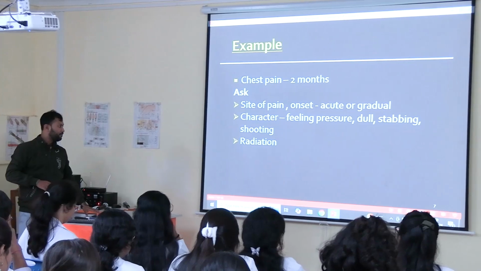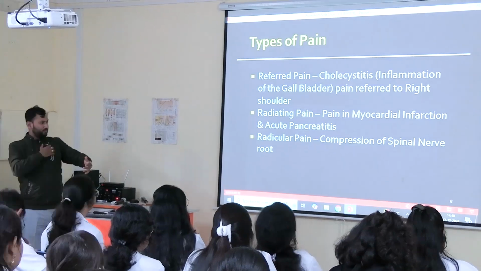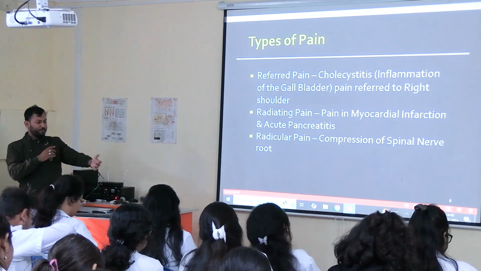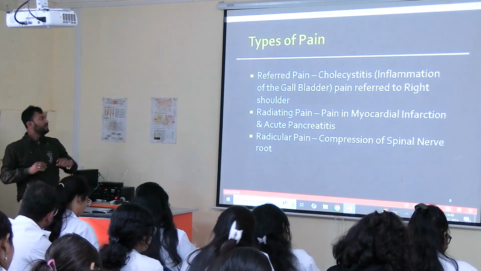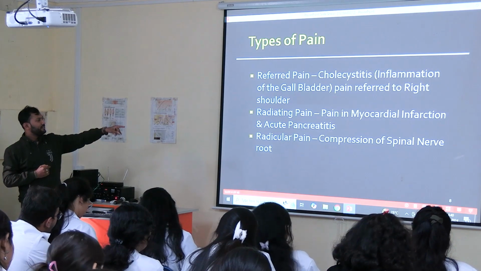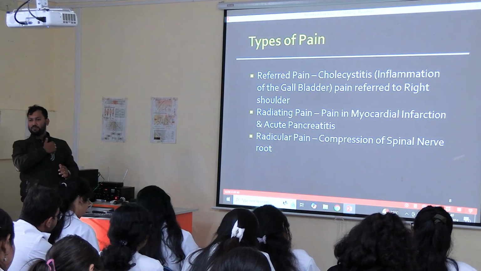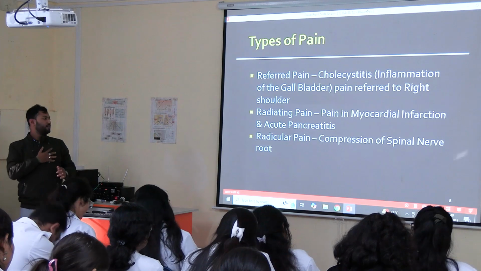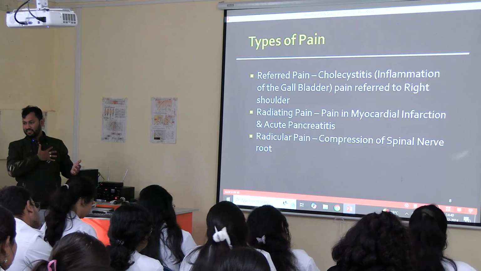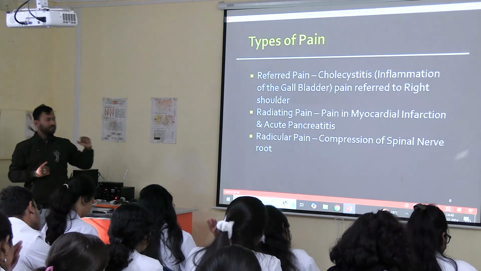Then comes radiation. Now, what does radiation mean? Some person may have pain in this area. The disease might be in this area, but the pain he is feeling would be here or there. There is one example for radiating pain. Radiating pain occurs in myocardial infarction and acute pancreatitis. In MI, you know that there is disease of the coronary arteries. When they get blocked, there is pain in the chest, in the heart. That is a type of compressing pain, a heaviness of the chest.